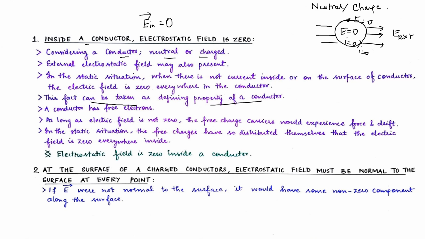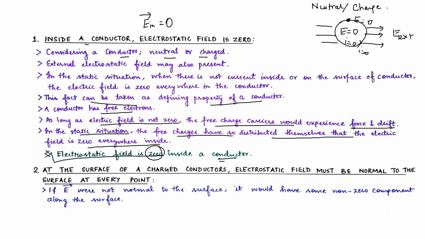A conductor has free electrons. As long as the electric field is not zero, the free charge carriers would experience force and drift. In this static situation, the free charges have so distributed themselves that the electric field is zero everywhere inside. So the electrostatic field is zero inside the conductor. See, I'll explain the whole concept in a better diagram.